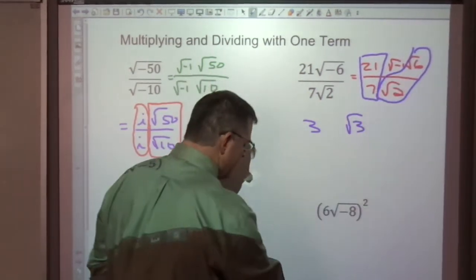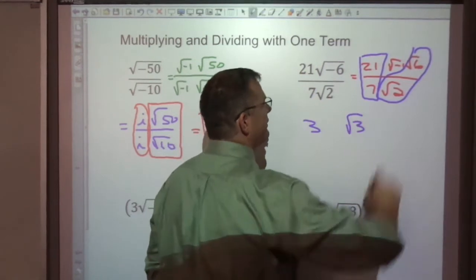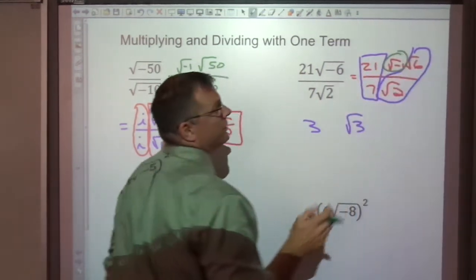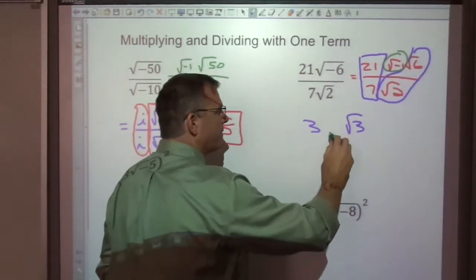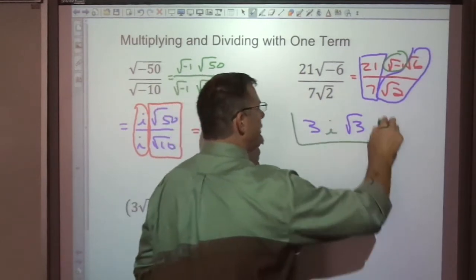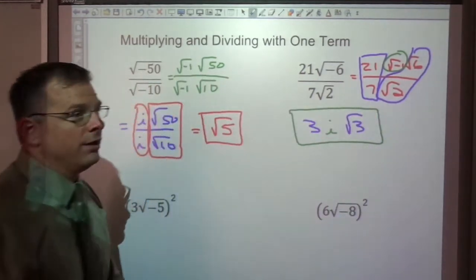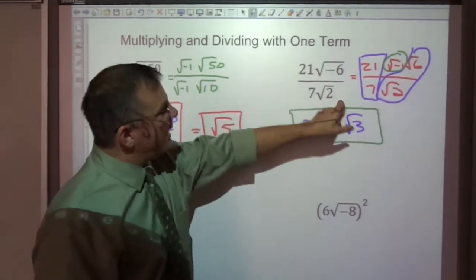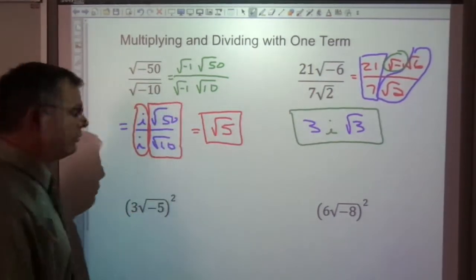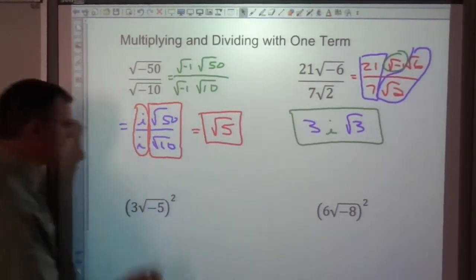And this little guy in between, right here, square root of negative 1, he gets to be part of the action too, and that is i, and he's going to go with the radical. So this is just 3i radical 3, not square root of negative 3, which is what most people want to do when they see this kind of problem.